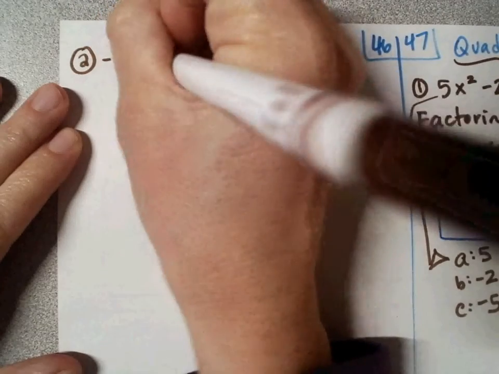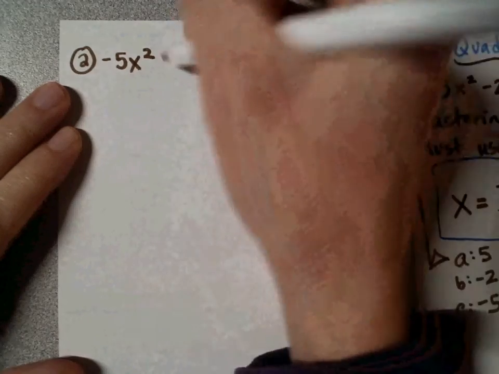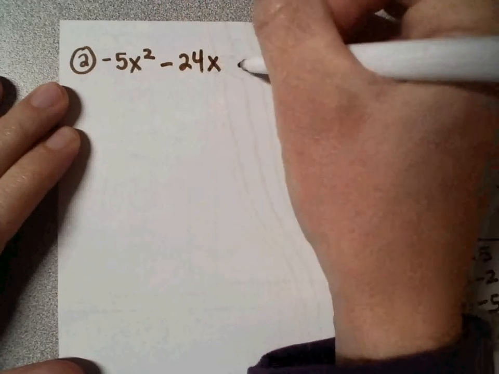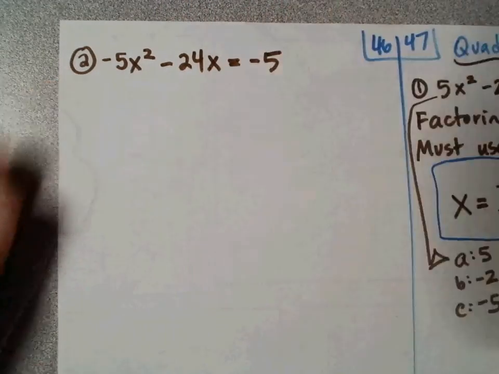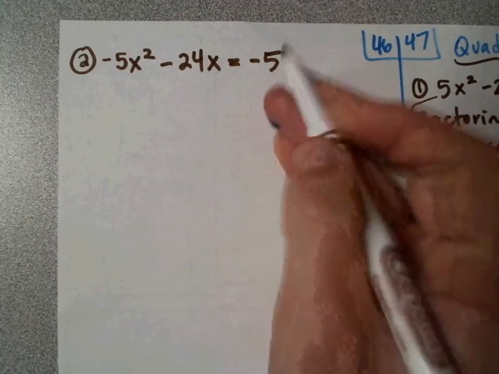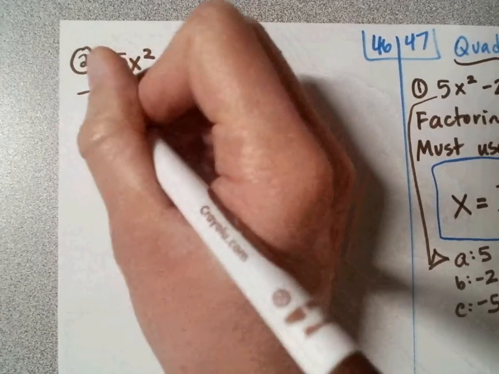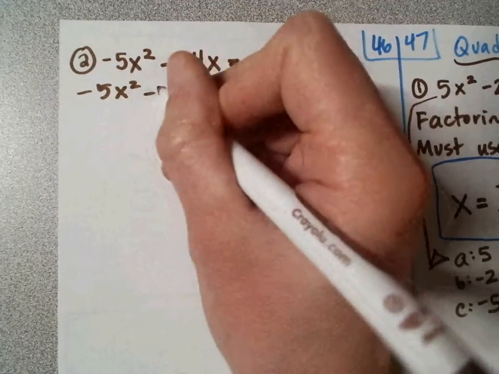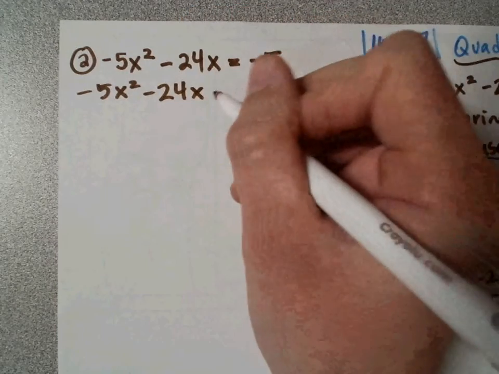-5x squared minus 24x equals -5. So the directions I'm going to give you on this one say solve using the quadratic formula. I have a question. Don't we have to add 5? Yes, so the first thing you got to get it set equal to 0, just like when we factored. So +5 + 5, so -5x squared minus 24x plus 5 is all equal to 0.